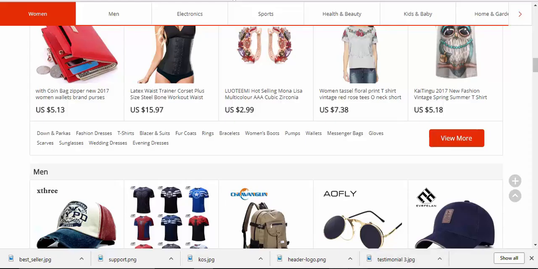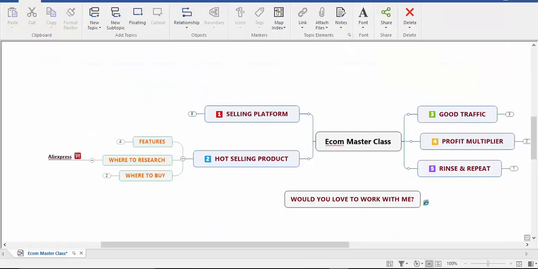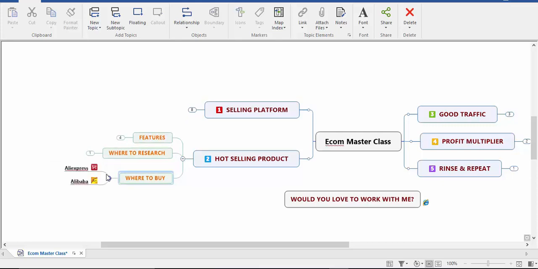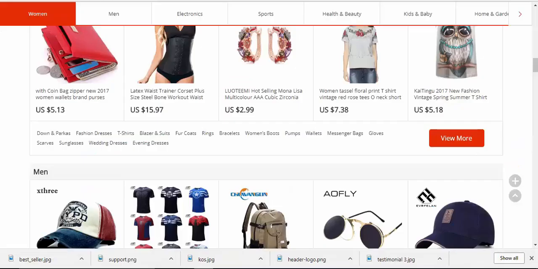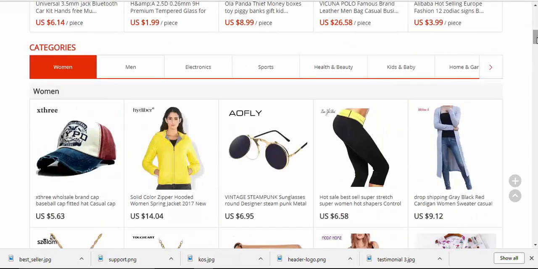So let's move to the next phase. That is where to buy your product. Like I said earlier, you can do your research on Alibaba and on AliExpress, and you can buy on these sites, although you might be thinking, oh, for this item to be shipped from China to Nigeria is going to take months.